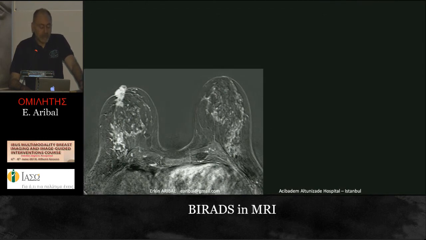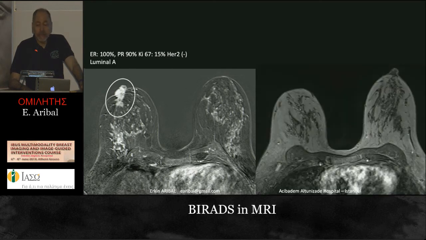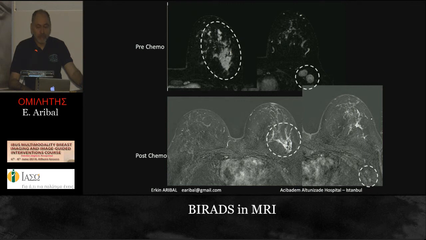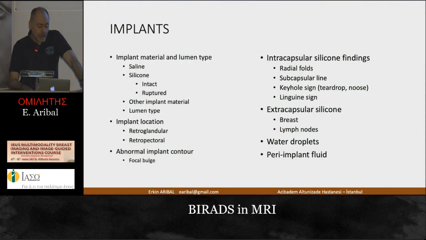And this is a nipple invasion. All must be reported. And axillary lymph nodes. Axillary lymph nodes are very important now because we prefer to do neoadjuvant chemotherapy in those cases, so you should report them. Another case with a large cancer and axillary lymphadenopathy. And after chemotherapy, they shrink. Implants, there are a lot of definitions for the implants, but it's another lecture, so I will pass this.